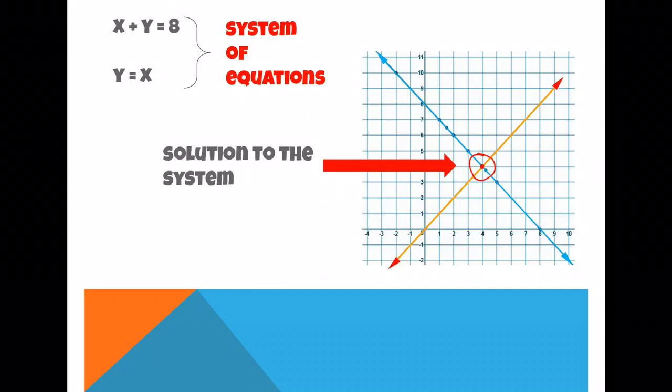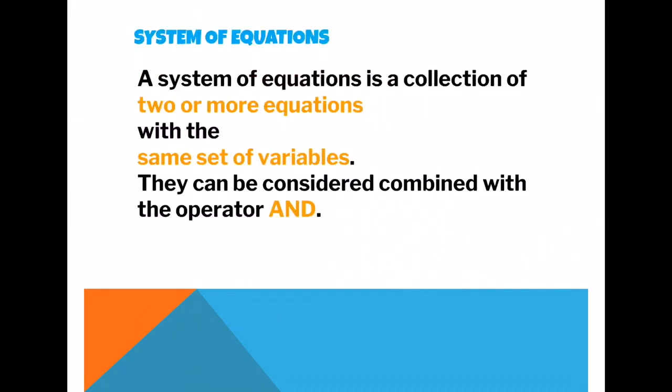So let's get a little bit more formal about what a system of equations is. A system of equations is a collection of two or more equations. We will only be talking about a system of two equations, but it could be more. It could be 3 or 4 or 5 or more. And these equations will have the same set of variables. So in our example, the variables were x and y.